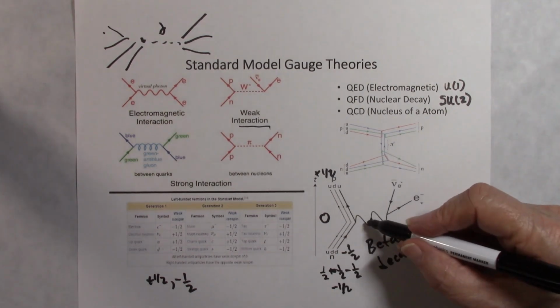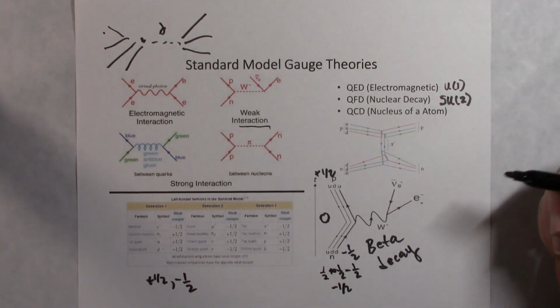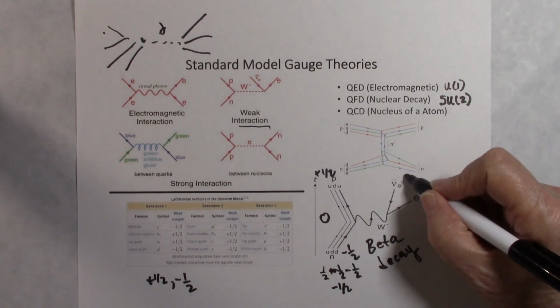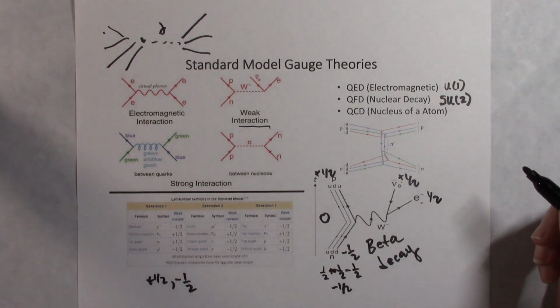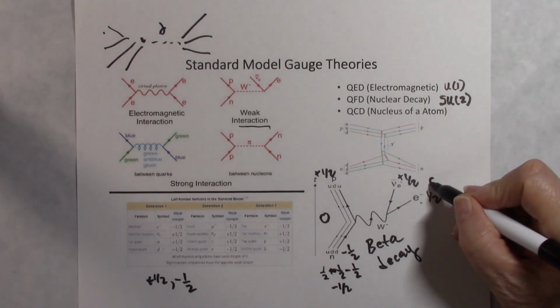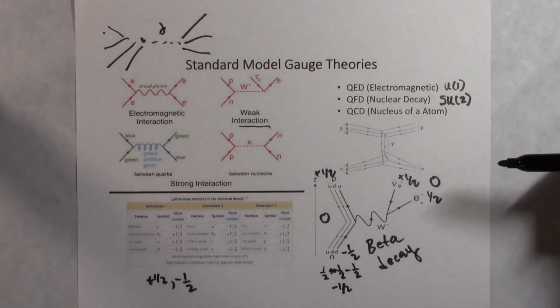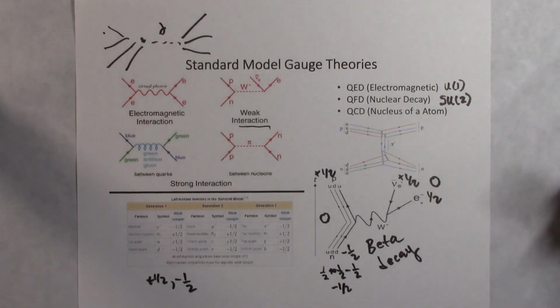And then the transmutation occurs, and it creates an electron and an antineutrino. Well, the antineutrino has +1/2, and the electron is -1/2 weak isospin. If we add them up, it's 0. And so you can see that in that interaction, weak isospin is conserved. It's what's conserved in all nuclear decays.